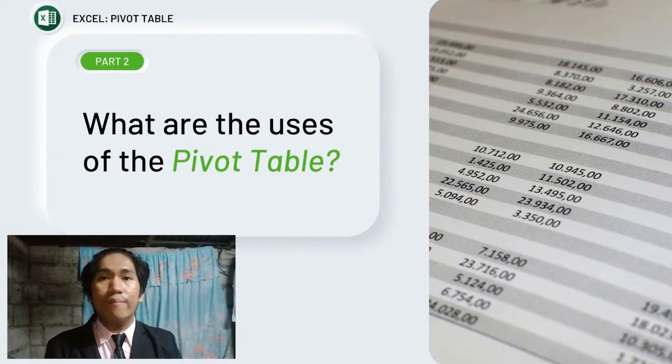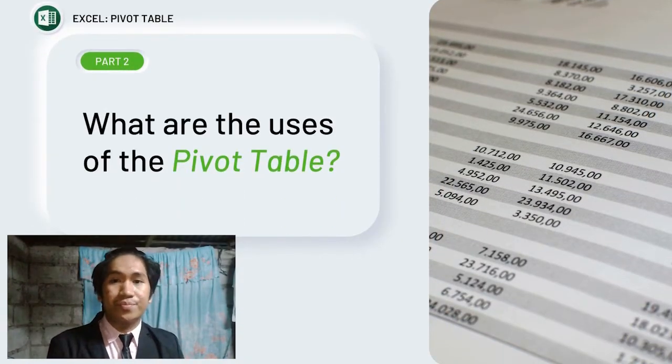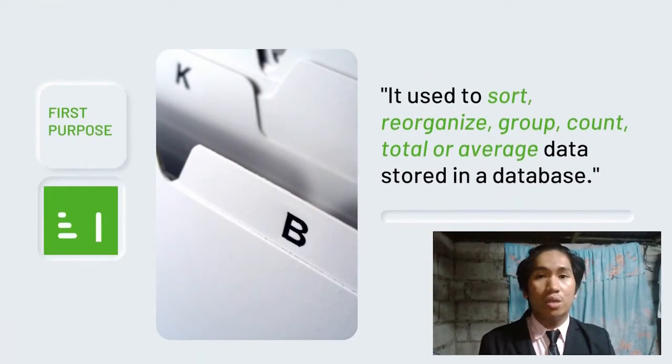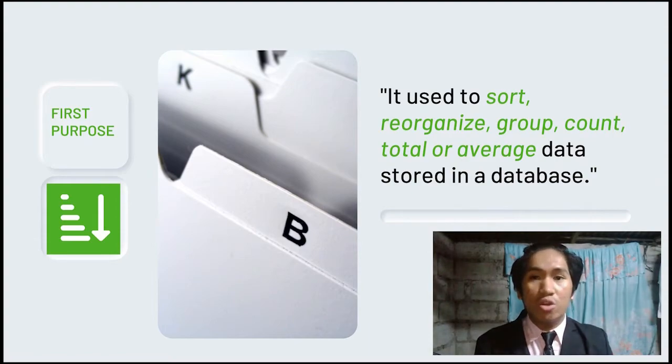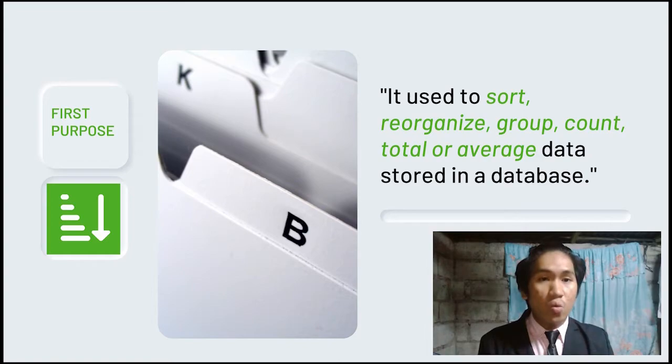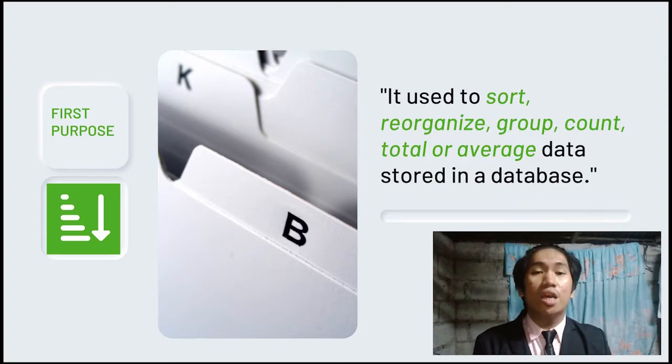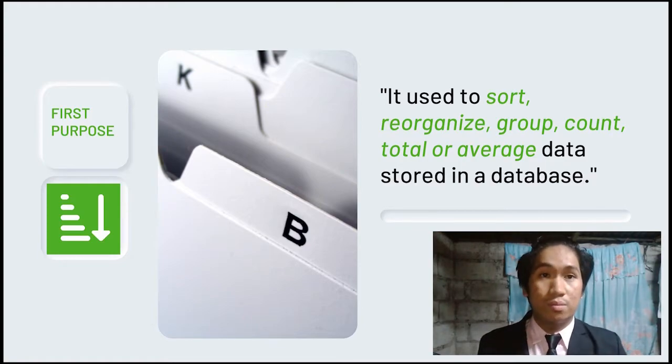Let's proceed to the question. What are the uses of a pivot table in Excel? Pivot tables are used to summarize, sort, reorganize, group, count, total, or average data stored in a database. It allows its users to transform columns into rows and rows into columns. It allows grouping by any data field. Ito po yung pagbuo, pag-ayos ng mga total average na nakabase sa pagkocode mo.